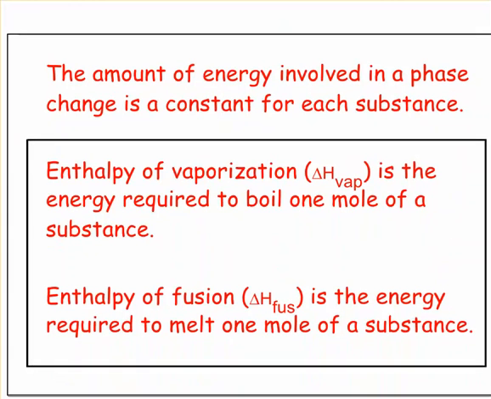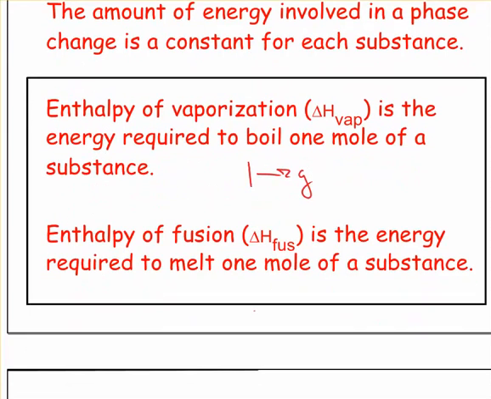So the amount of energy involved in a phase change is a constant for each substance, and there's two terms I need you to know. The enthalpy of vaporization, or delta H of vap, is the energy required to boil 1 mole of a substance, to go from a liquid to a gas. Enthalpy of fusion, delta H of fusion, is the energy required to melt 1 mole of a substance, going from a solid to a liquid.